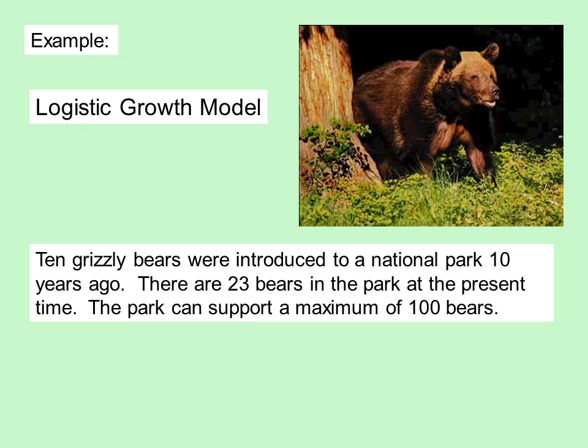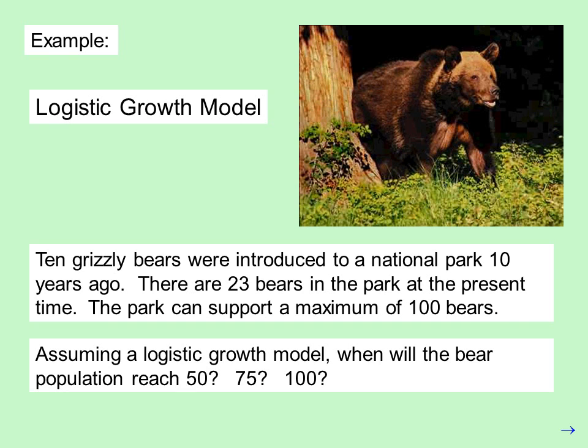Here's an example of use of the logistic growth model. 10 grizzly bears were introduced into a national park 10 years ago. There are 23 bears in the park at the present time. The park can support a maximum of 100 bears. Assuming a logistic growth model, when will the bear population reach 50, 75, or 100?